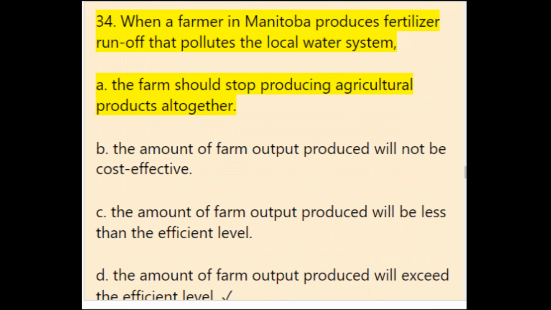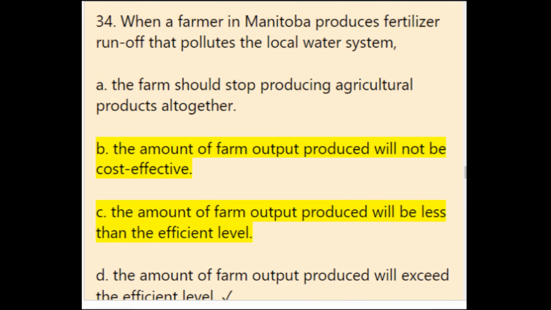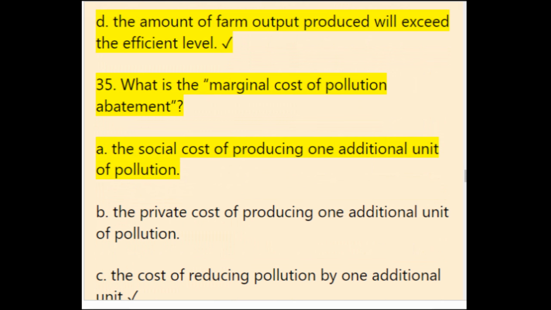34. When a farmer in Manitoba produces fertilizer runoff that pollutes the local water system, A. The farm should stop producing agricultural products altogether. B. The amount of farm output produced will not be cost-effective. C. The amount of farm output produced will be less than the efficient level. D. The amount of farm output produced will exceed the efficient level.